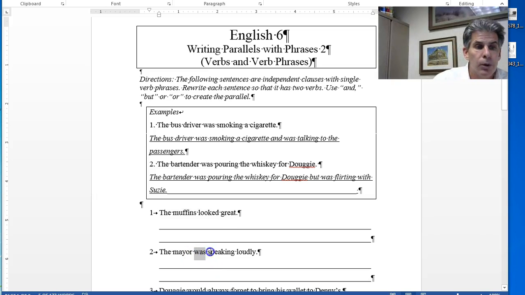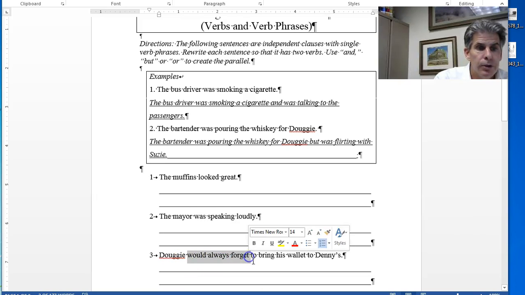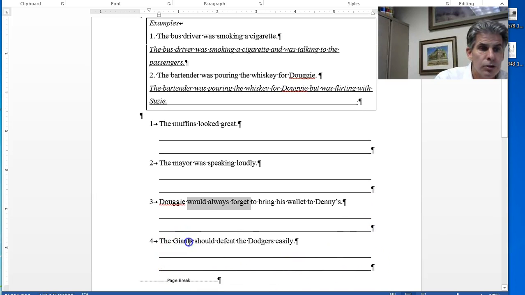And then you can parallel was speaking. Have the mayor do two different things. Would always forget. Would forget is what Dougie does. Have Dougie do something else. And he does this. The Giants should defeat the Dodgers easily. Of course they should. And have something else happen. But blah, blah, blah. And just have the Giants do two different things. Okay? That's what you want to do with this sheet and bring it to class on Wednesday.